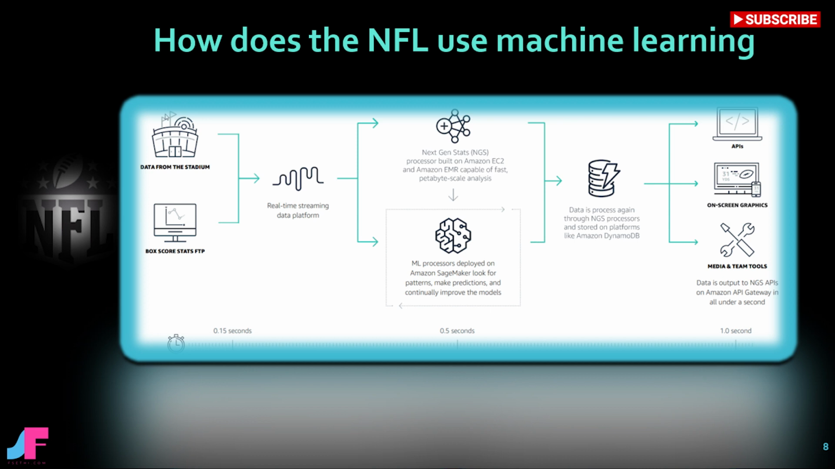ML models built on the Next Gen Stats (NGS) platform ingest the data. This continually trains and refines the models to help boost accuracy, speed, and insights while reducing the time to get results. NFL Next Gen Stats: the NFL uses machine learning and data analytics services to boost the accuracy, speed, and insights provided by its NGS platform.